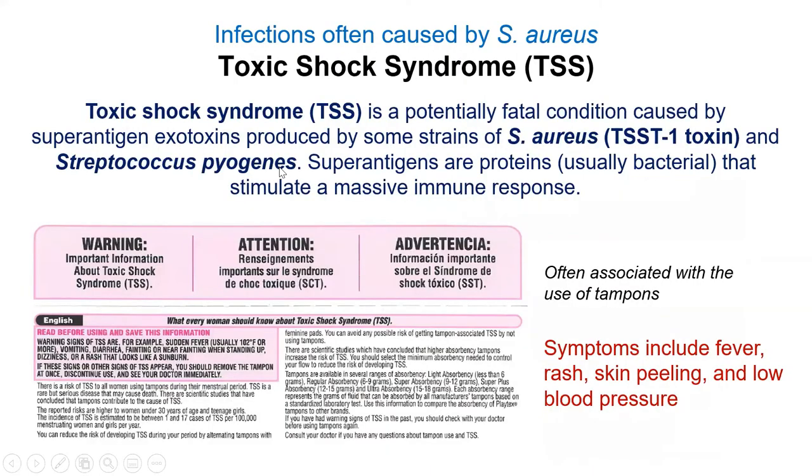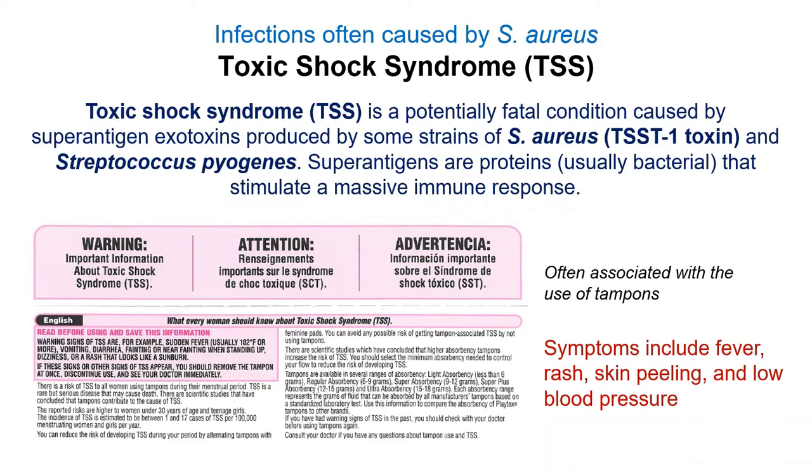Another one that we talked about, which I guess is not necessarily a skin infection, but I thought I would throw it in here, is toxic shock syndrome. It can be caused by staphylococcus and streptococcus, usually the two culprits, and some strains produce certain toxins that are considered superantigens. A superantigen causes a crazy massive immune response and can be quite fatal. I don't remember the stats on this. Depending on the time of treatment, I think it's like a 30% chance of death or severe illness or something like that.